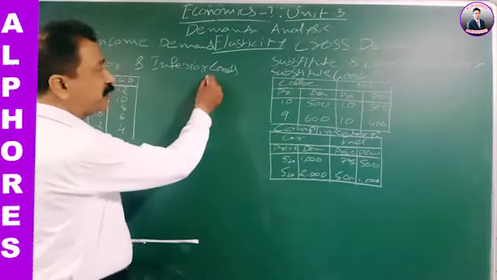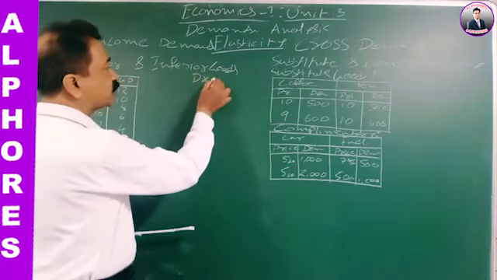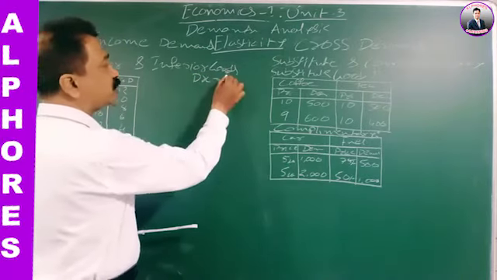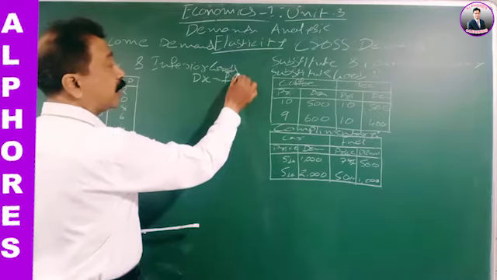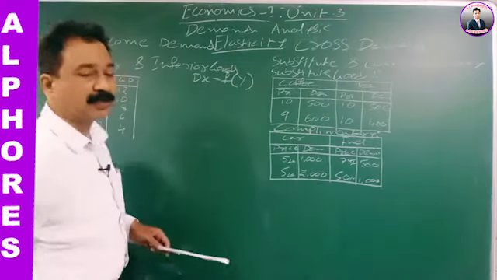This can be explained with the help of the demand of commodity X having a functional relation with the income of the consumer.